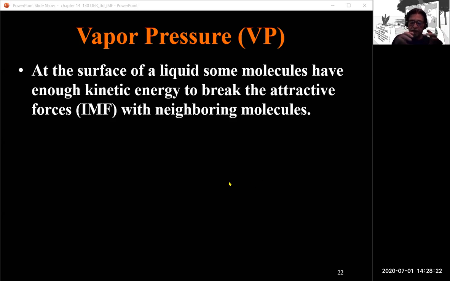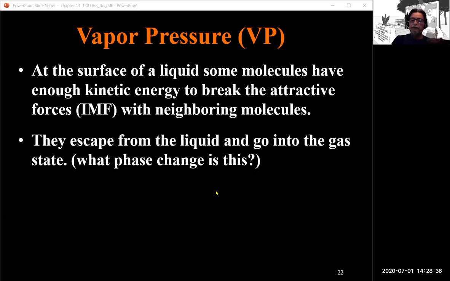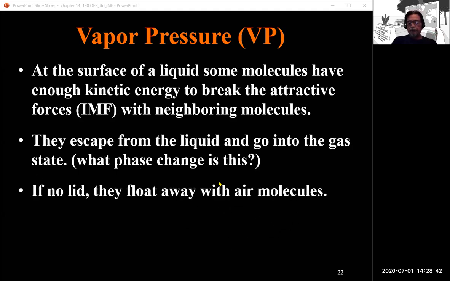If the interactions in the liquid are very strong, then they're going to hold on to the molecules more and fewer molecules go into the gas phase. And that's determined by the intermolecular forces. And we know if you have no lid on a container, the liquid will eventually go into the vapor phase. So vapor pressure is, in a closed container, how much pressure you have in that empty space.